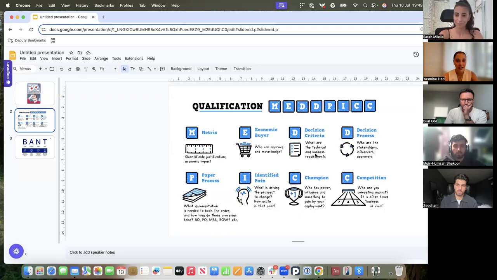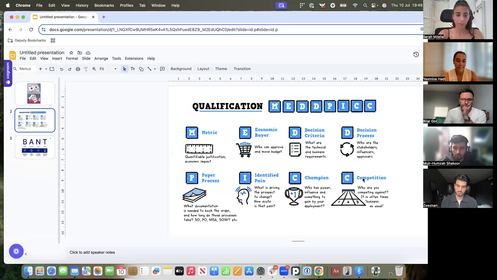So let it guide you to make the conversation flow, but let it sound like a conversation, not a checklist, like Sarah said. So as a BDR, again, you don't want to go through all of these. You just want to focus on a few. Pain, champion, decision process. What else would you say, Sarah?